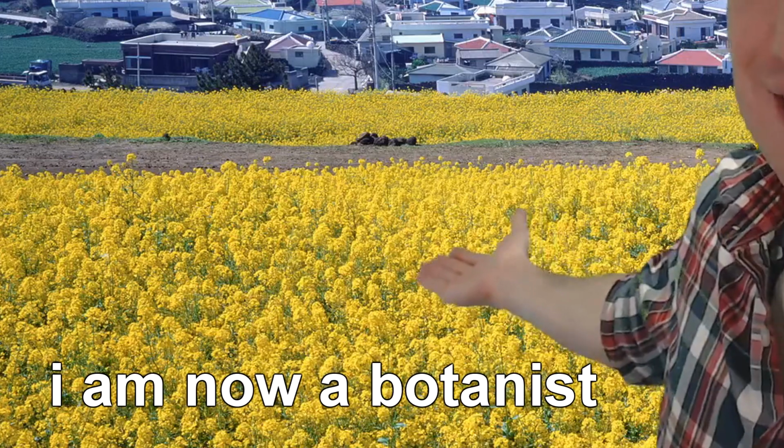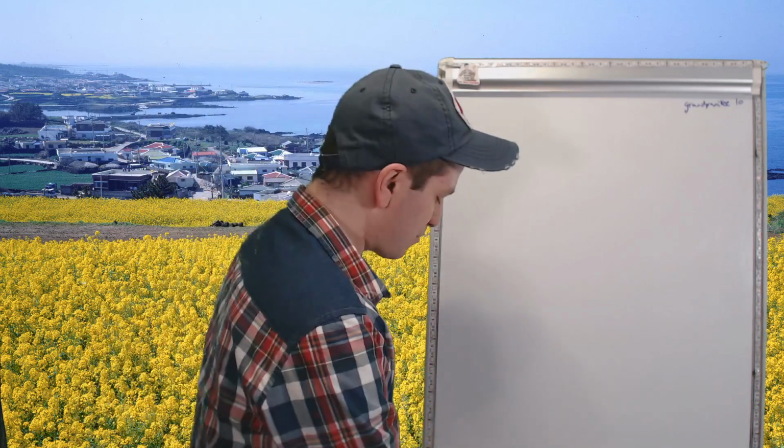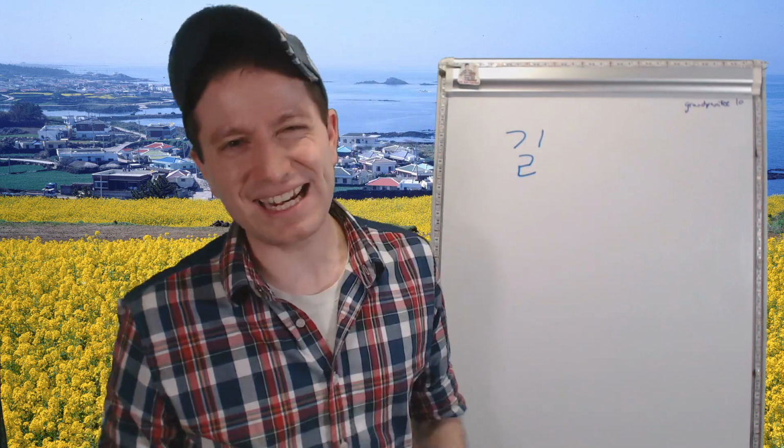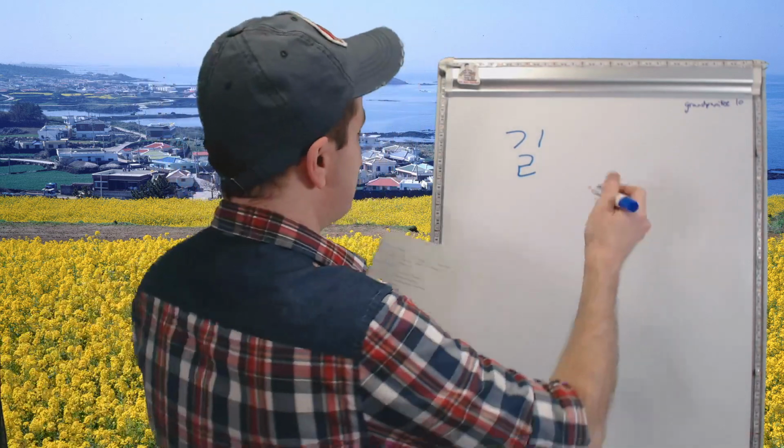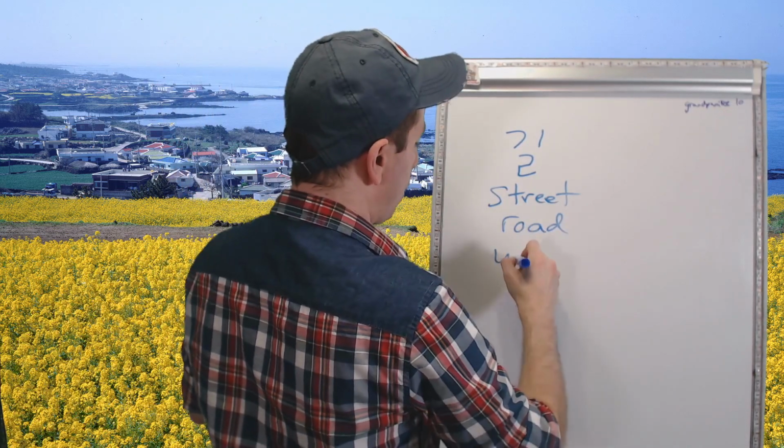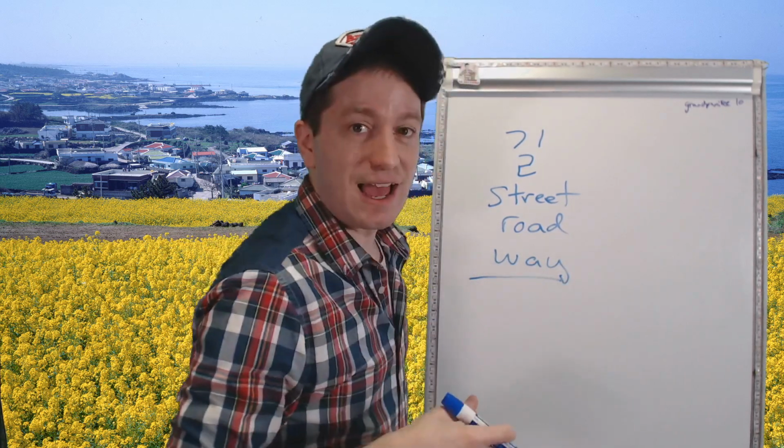Yellow plant. Today we're going to be learning how to say "on the way," like "I'm on the way there." You can do that a few different ways in Korean, but the one we're going to be using today is 길. Now 길 is a regular noun that means a street or a road or a way, as in, I'm on the way.